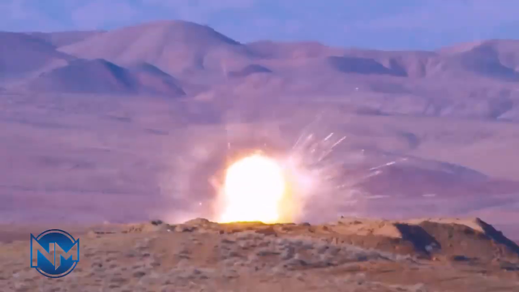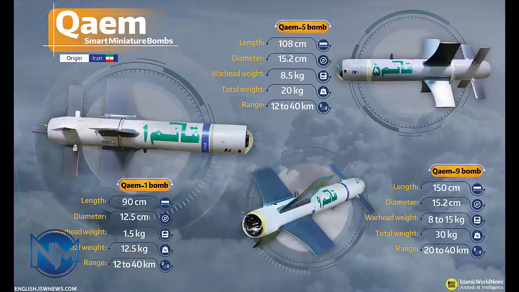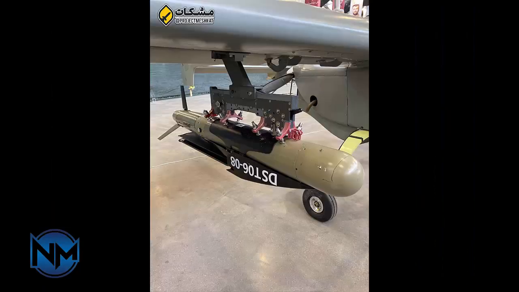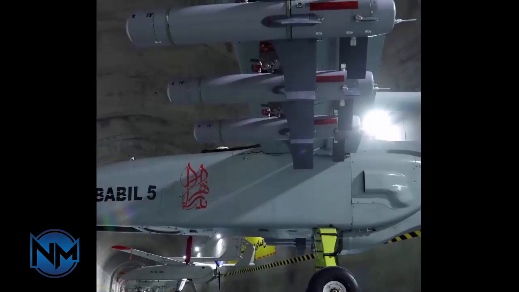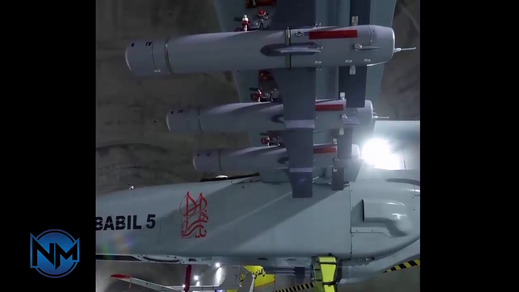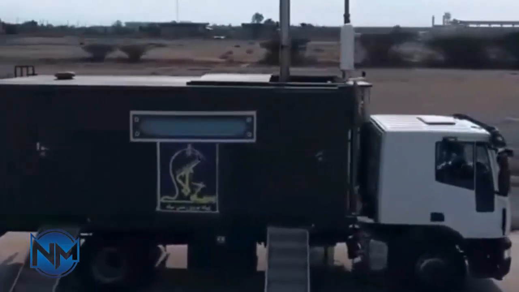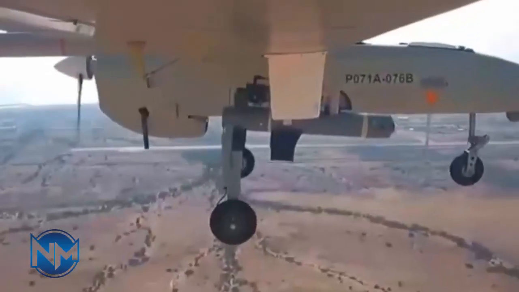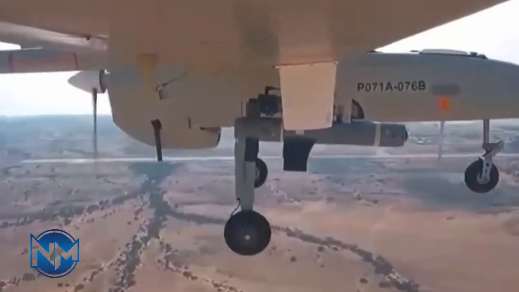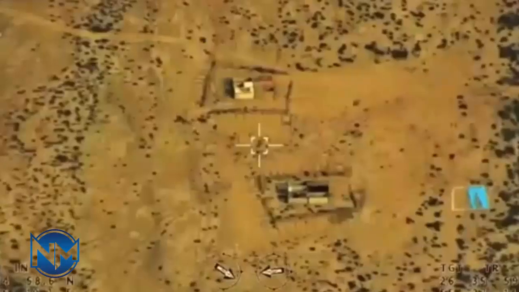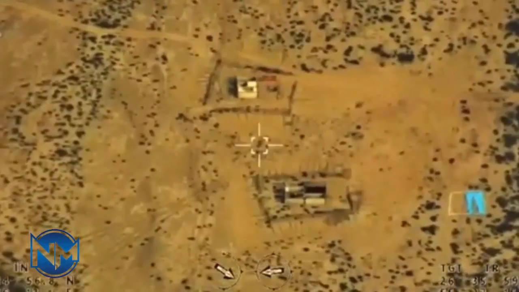When it comes to weaponry, the Ababil-5 has been observed equipped with Qaem glide bombs, Almas missiles, and Iranian bombs. This drone is capable of carrying 6 Qaem-1 bombs and 4 GA-5 bombs. Given that the Ababil-5 has been adopted by both the Iranian Army and the IRGC, and considering it is manufactured by the Iran Ministry of Defense, there's a possibility that the ammunition used in the Mohajer 6 could be compatible with the Ababil-5, due to the similarity of some of their components.